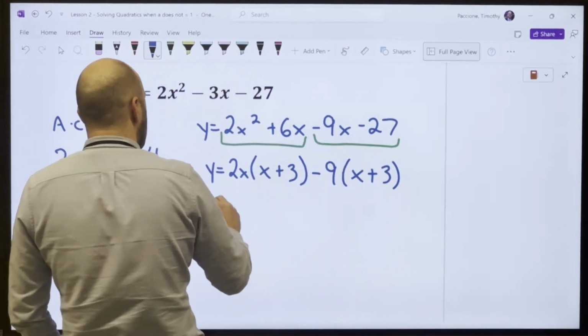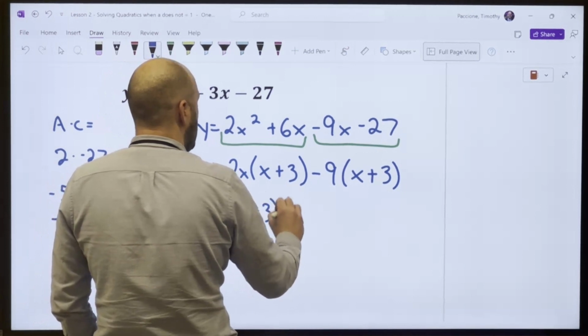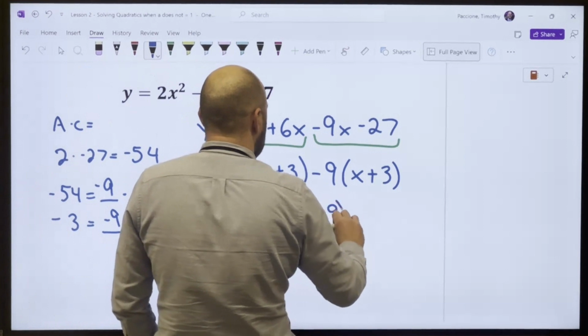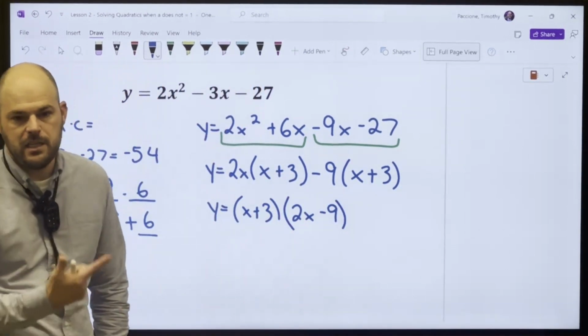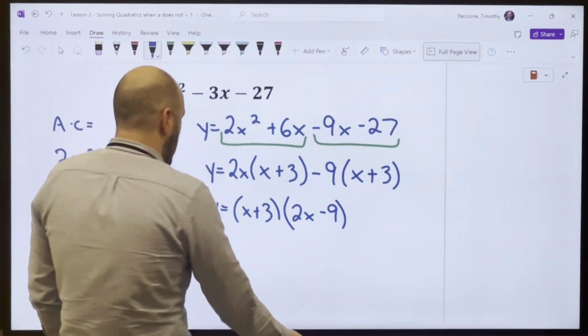The x plus 3 comes out front, and then the other two pieces go in the back. I factored it, I set it equal to 0, I solve. Okay? All right.